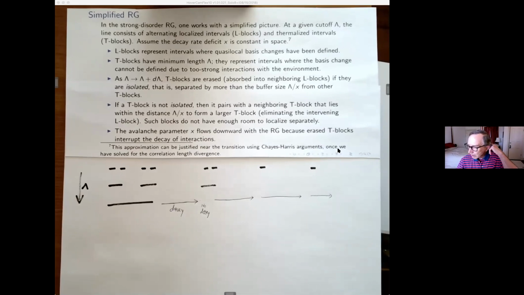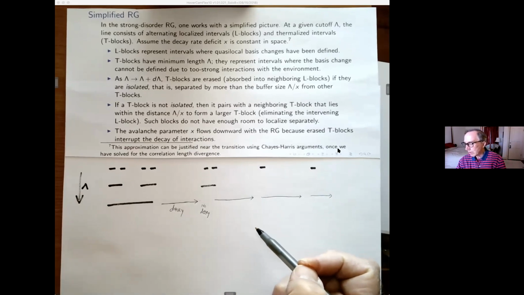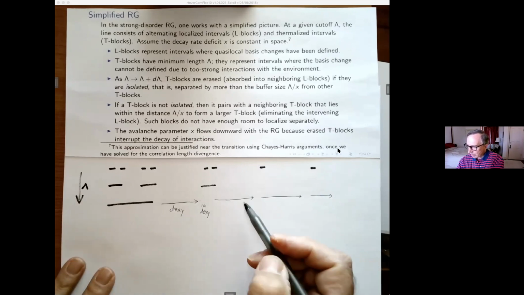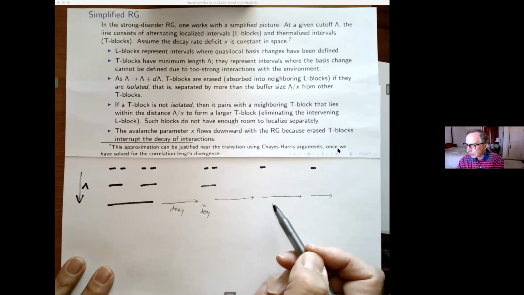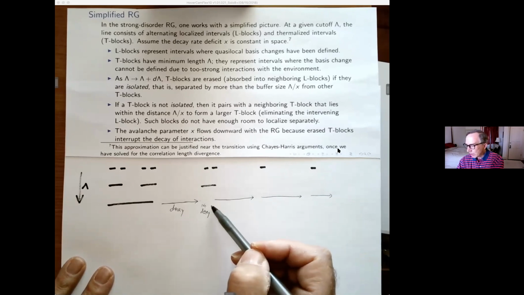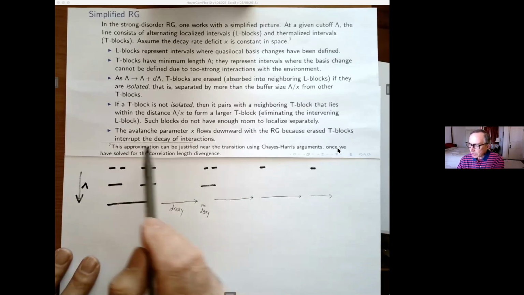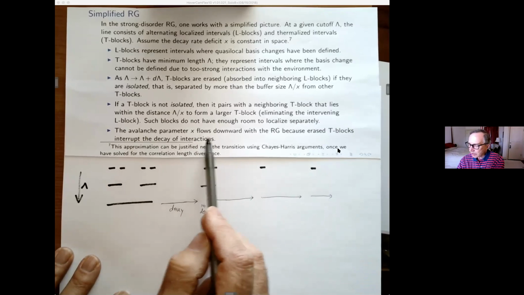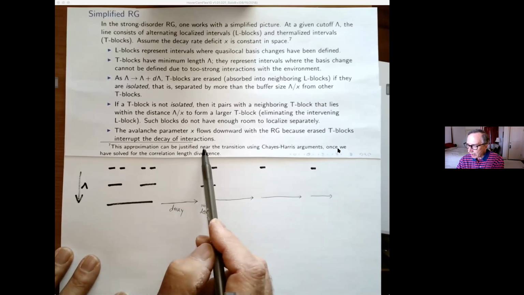the more of these guys that get erased. So all these effects are things that I had to deal with in the 2016 proof, but they were manageable because at the end of the day, there was no real change in the decay rate up to some overall factor. But now we're studying this situation where we're getting close to the transition, and this interruption in decay is actually one of the key features of the problem. So anyway, this is basically what I'm saying here about the avalanche parameter X flowing downward with the RG, because erased T blocks interrupt the decay of interaction.